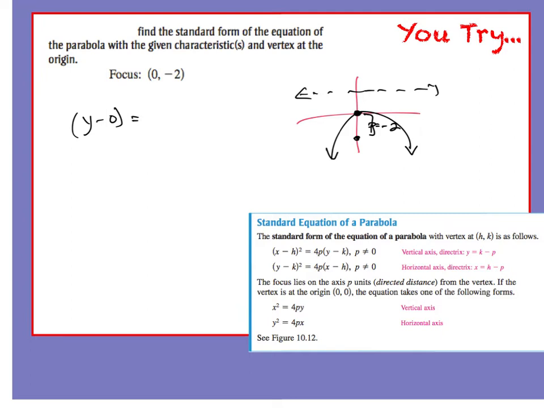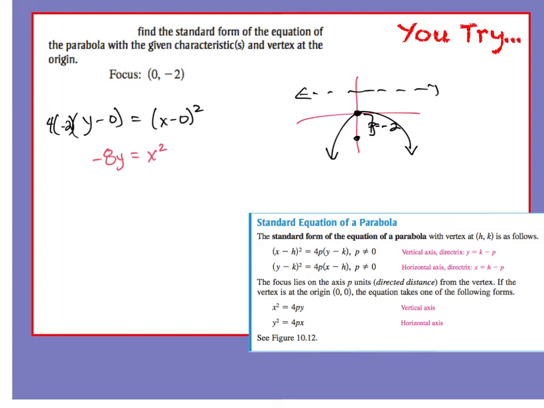Okay, so I'd have y minus 0, but this is going to be an x squared, right? Because it's moving down. All right, so now I have (x minus 0) squared is equal to 4 times my p of -2. All right, and then I'd simplify it up. So I'd end up with -8y is equal to x squared. All right, it's an x squared because it's going down here.